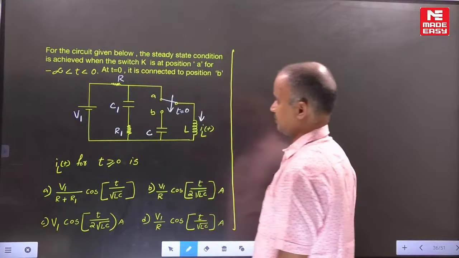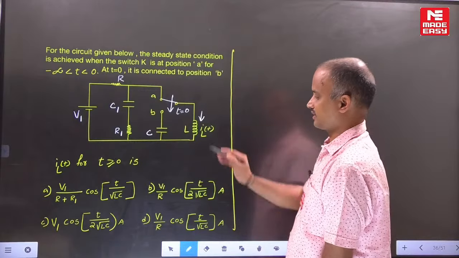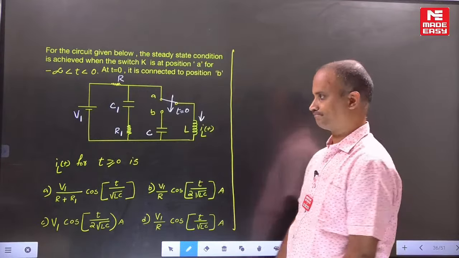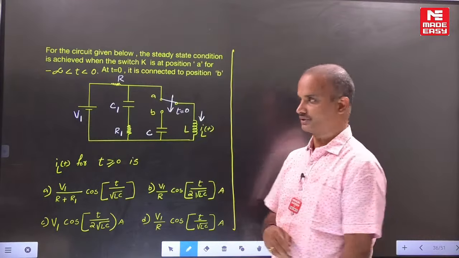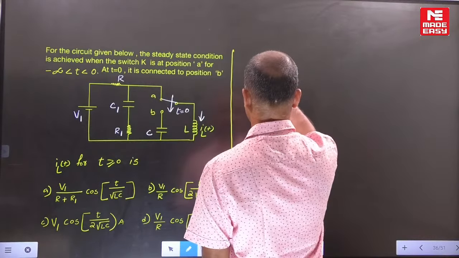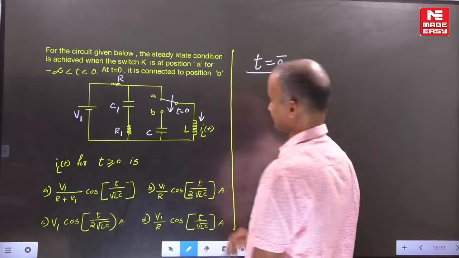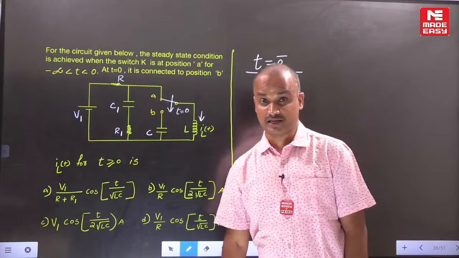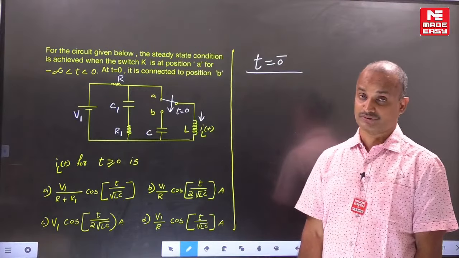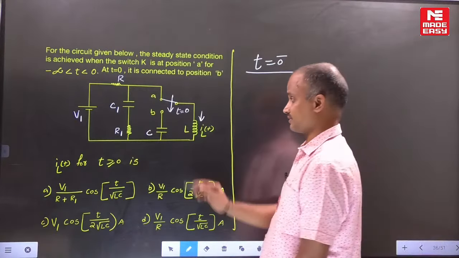Look here. Now the corresponding example: what is the requirement, the current response in the inductor? In the given example, initially the switch was in position A. First let us find the initial value at 0 minus. What is the meaning of 0 minus? It is the steady state condition before operating the switch.